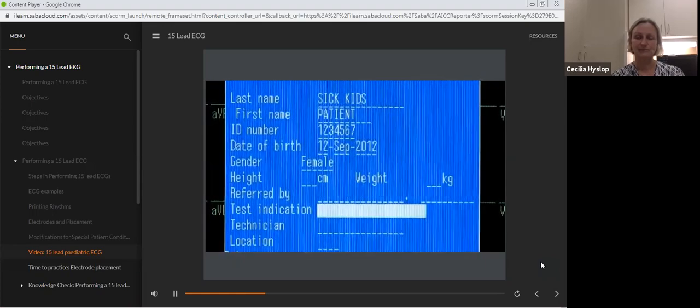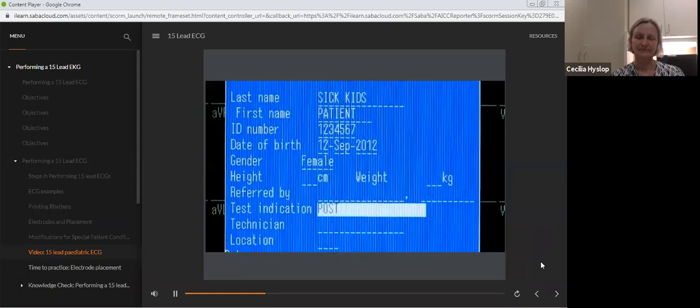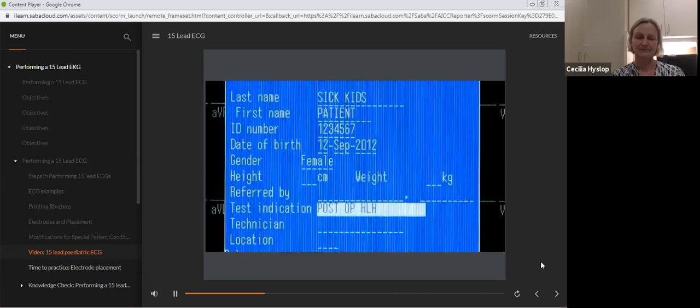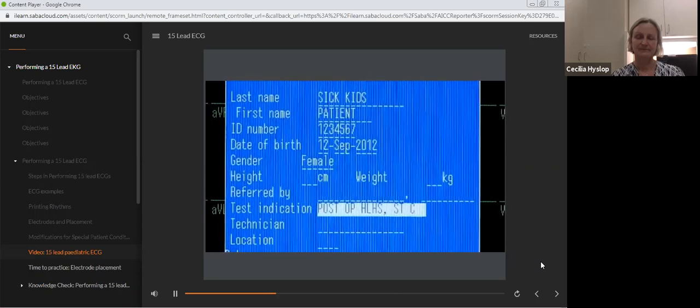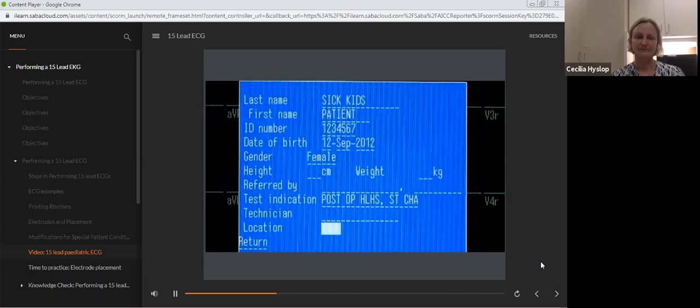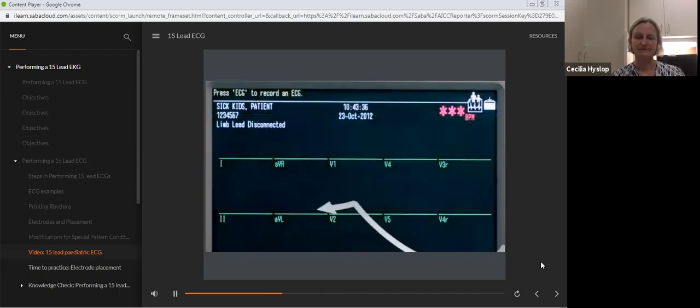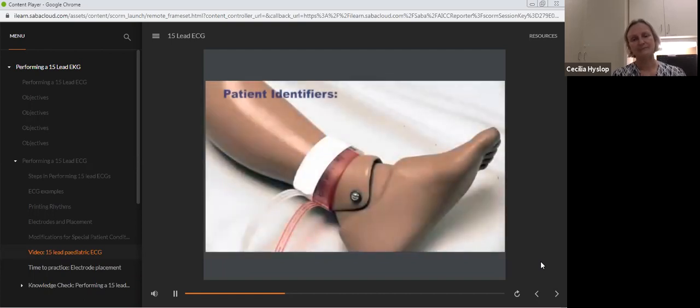For test indication, you will need to place the diagnosis of the patient as well as any indications for doing the ECG, for example, postoperative or ST changes, and then enter. When you get to return, you just press enter again, and that patient ID screen will disappear, as well as you'll see the patient identifiers on the top left-hand corner of the machine. Ensure you have the right patient by checking for two patient identifiers, the patient's name and their MRN number, or their date of birth.